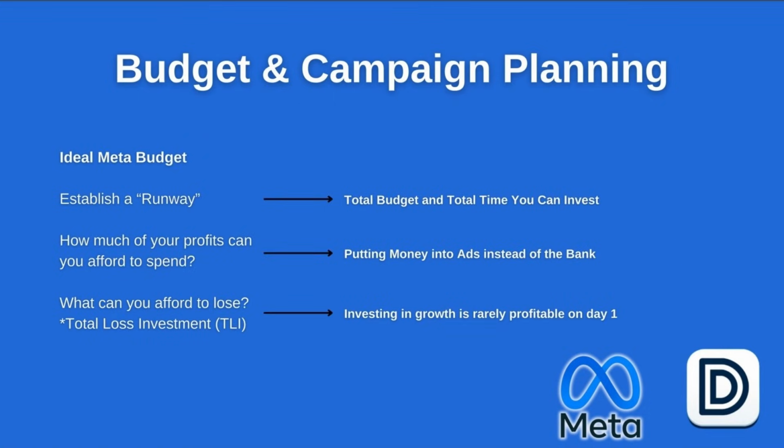So when talking about your ideal meta budget, the first way of thinking about this is something we call establishing a runway. What I want you to think about here is the total budget and time that you have set aside in advance to be successful. For instance, if you've said, I have $3,000 and 1 month, then that means you basically have $100 a day. And if you can't make it work by the end of that month and $3,000, then you should probably walk away.